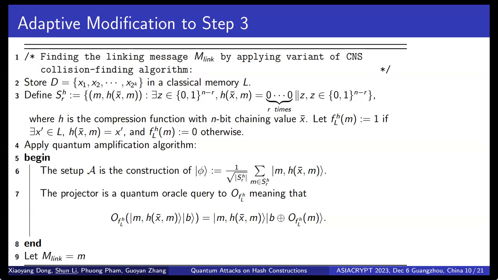We could define the SRH to be the set of messages that make the hash value of M and the chaining value X bar have an R-bit suffix of zeros, and also define FLH to be the boolean function that takes the value one if and only if the message block leads to one of the nodes in the diamond structure. Otherwise, it takes the value zero. After that, we could apply the quantum amplification algorithm with global iterations. We could find the sampling.